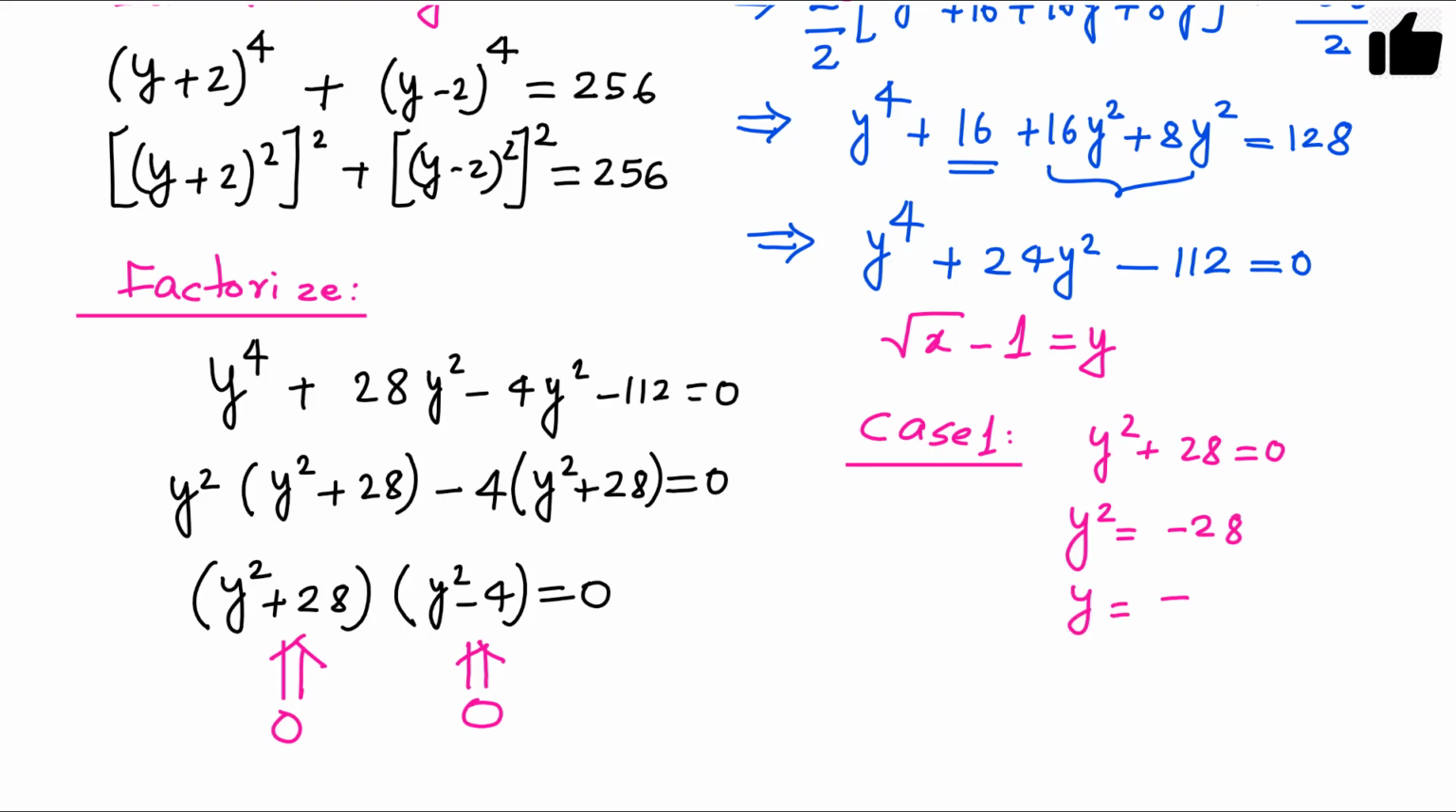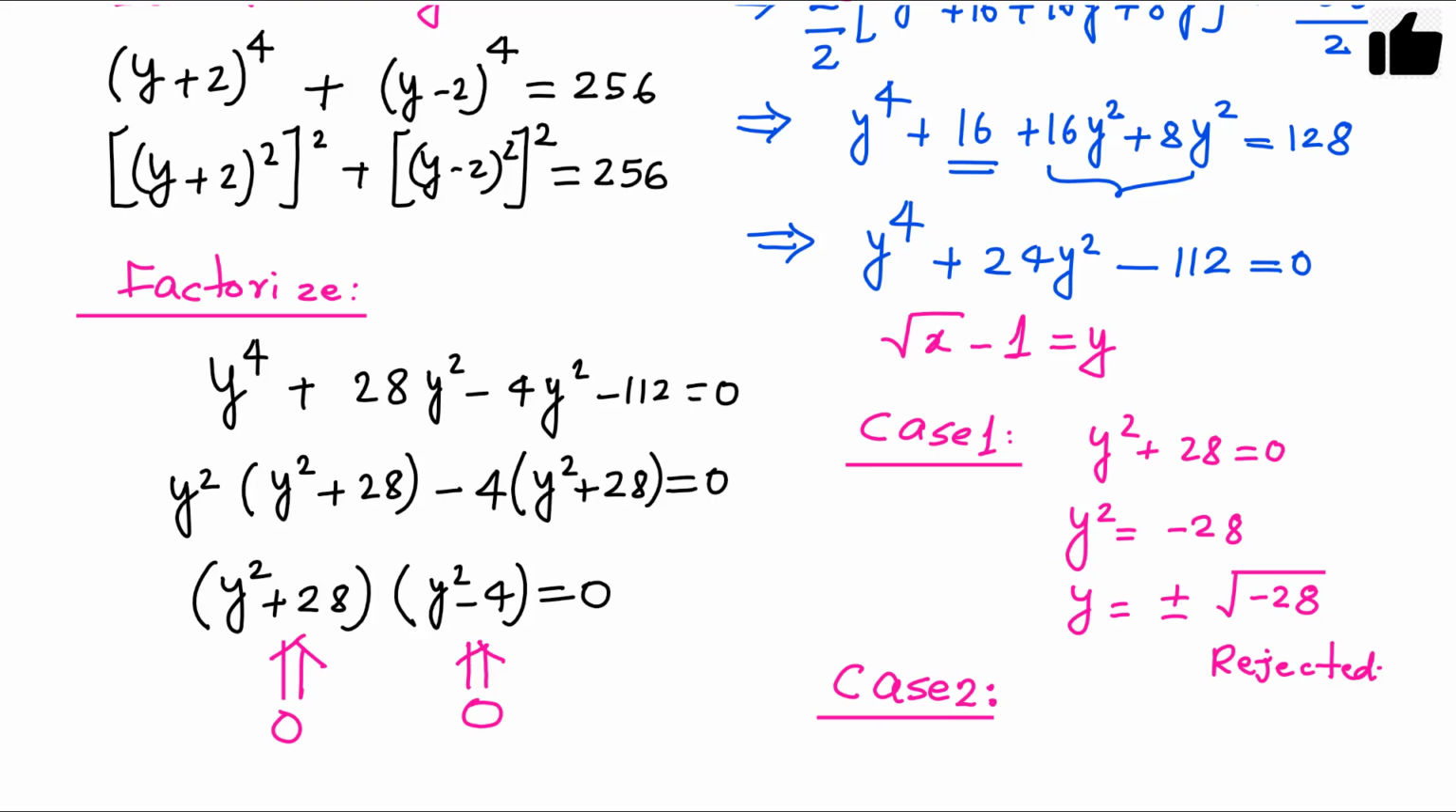This means y equals plus minus square root of minus 28. Now see, this y is a complex number, an imaginary number. And in that case, x will also be an imaginary number. But in the question it is given that x is a real number. So this solution is rejected. We are rejecting this solution because this leads to an imaginary quantity. Now case 2.